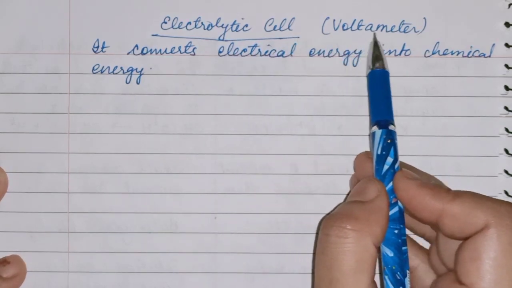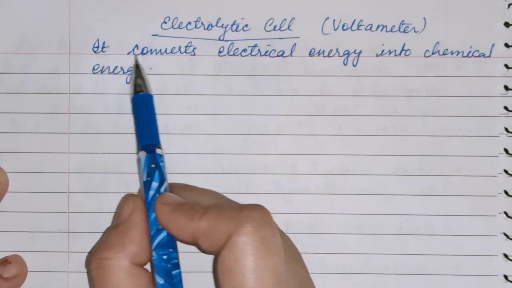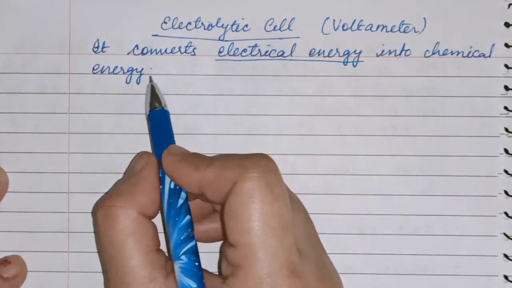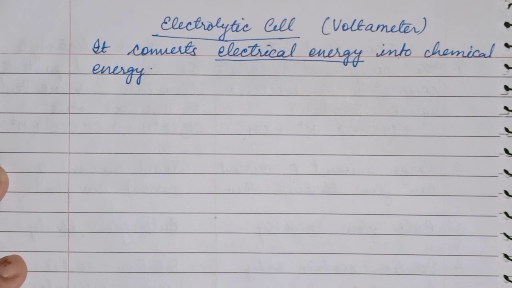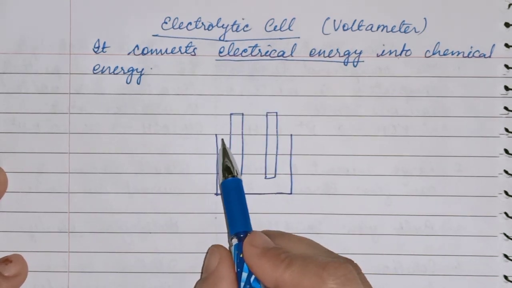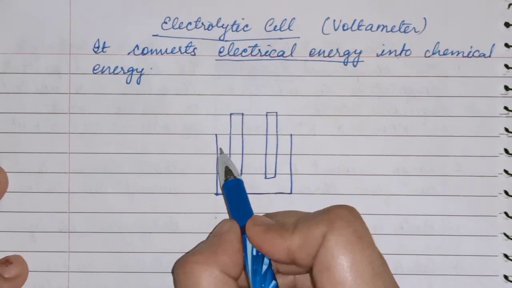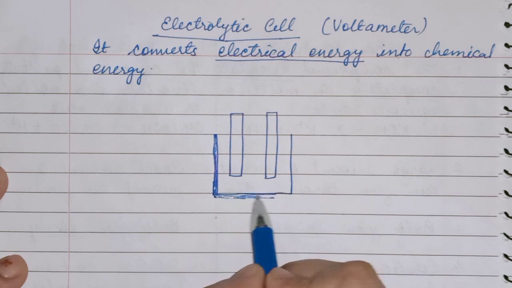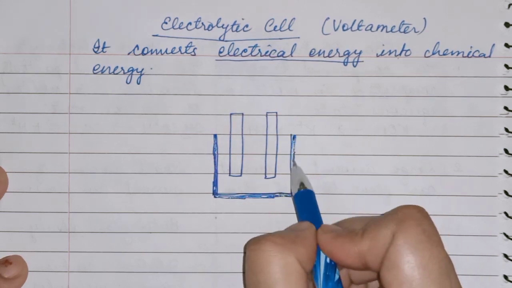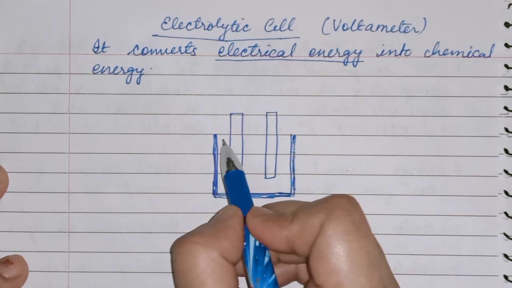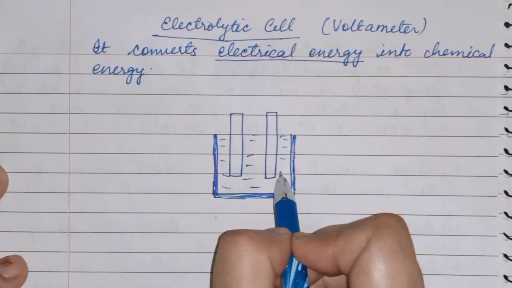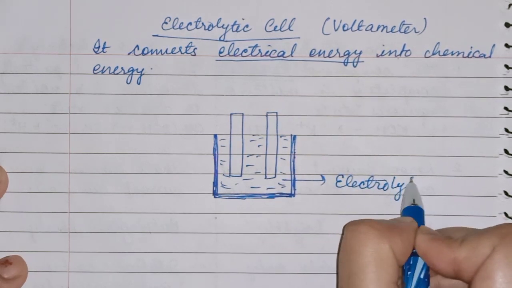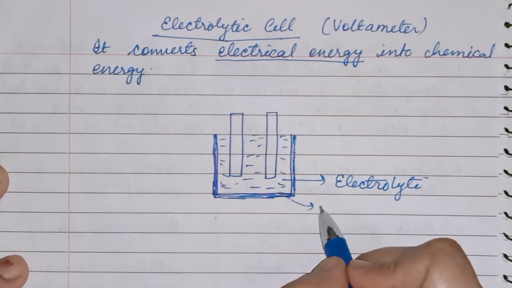Electrolytic cell is also known as a voltameter. What is the function of this cell? It converts electrical energy, that is DC current, direct current, into chemical energy. Now let's see the electrolytic cell and how the arrangement is. This is a non-conducting vessel in which electrolysis takes place. Whatever electrolyte is present here, electrolyte is a solution of a compound in molten or aqueous state. So this is the electrolyte, and this one is the non-conducting vessel.